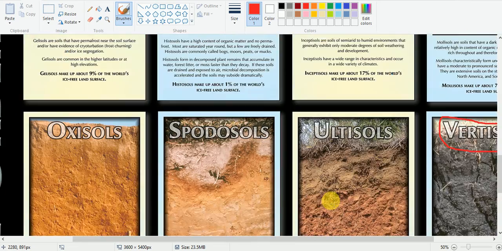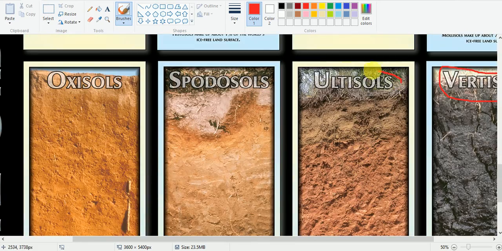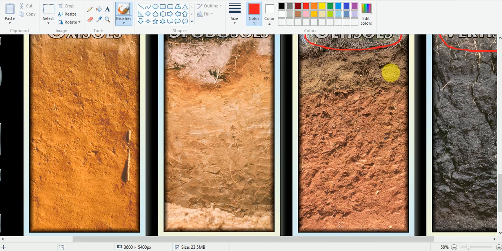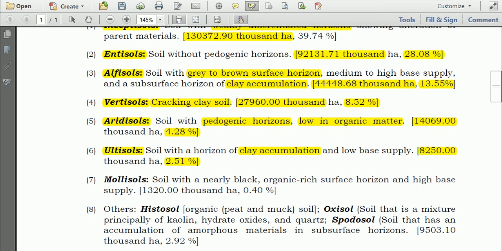Ultisol is here. So here we have these Ultisols. Okay, and this is the profile, and it has a horizon of clay accumulation.